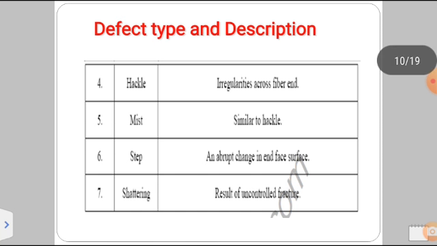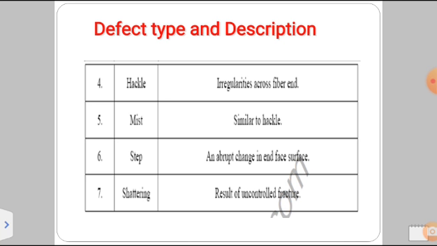So the next defect is hackle. What is hackle? Hackle is irregularities across the fiber end. A designer has taken care, a fabricator has taken care, and when you are installing the fiber, care was taken. In spite of that, there is a small defect. It's a hackle, the irregularities across the fiber end. So this also we have to minimize, to minimize the joint loss and the coupling loss. That defect should be controlled.